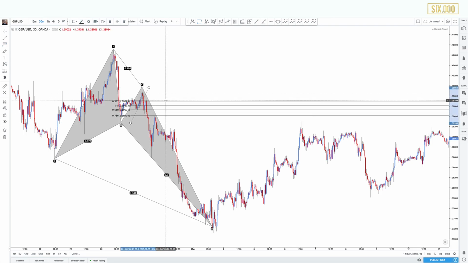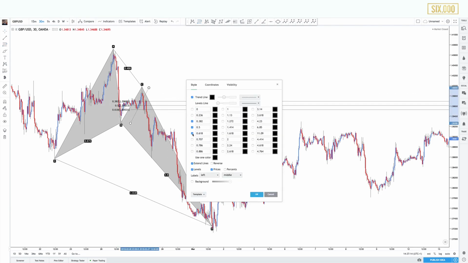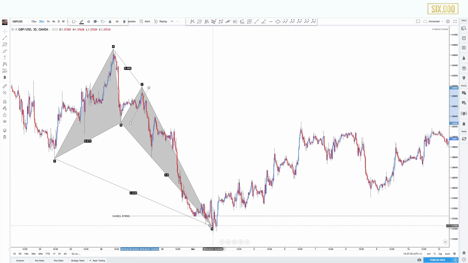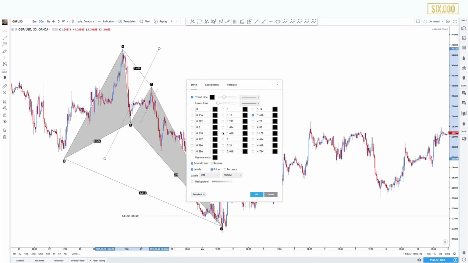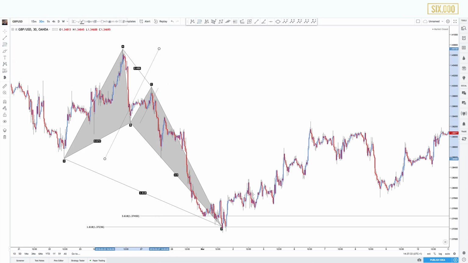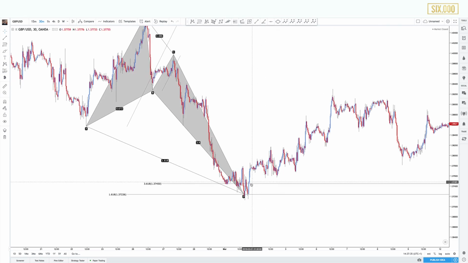The D leg, we're looking at a maximum of 3.618, and this actually complements the potential reversal zone. It complements the XA projection for the completion of the pattern. And if I just draw in this 1.618 measurement, just to highlight the potential reversal zone, you can see how this 3.618 forms within a close area of the 1.618.